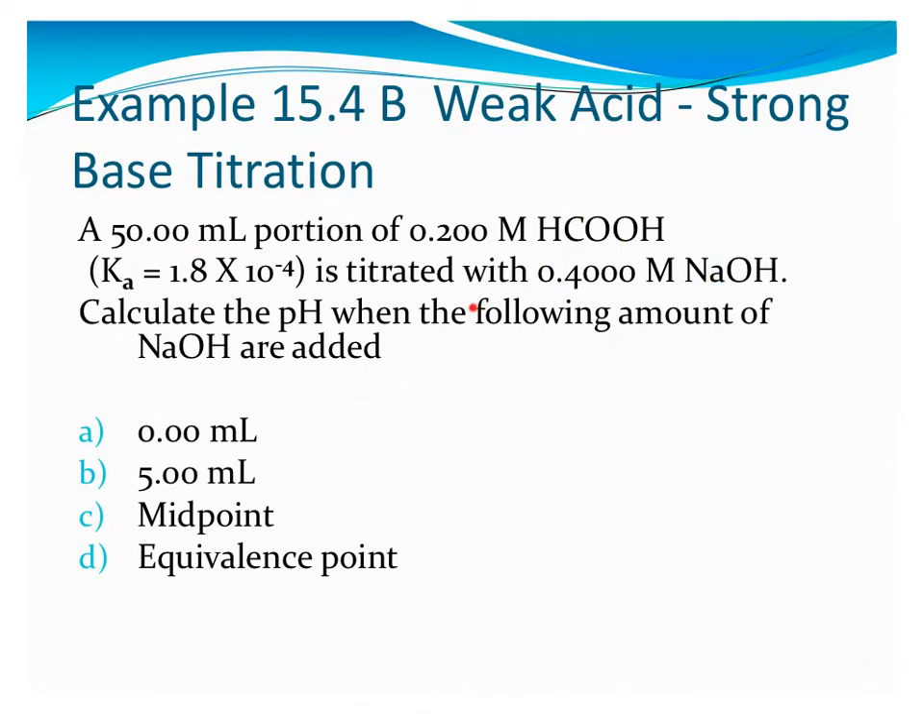Calculate the pH. Part A says at 0 milliliters of base added. At 0 milliliters of base, we only have formic acid, and the volume doesn't matter because there is no volume change. So that 50 milliliters doesn't really matter for part A. So we just want to handle this like a formic acid problem, okay? So part A, we have a weak acid only. What do we do with a weak acid?